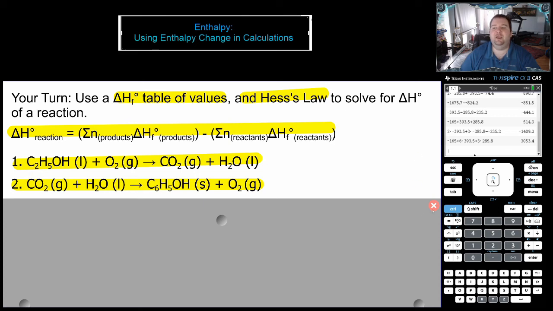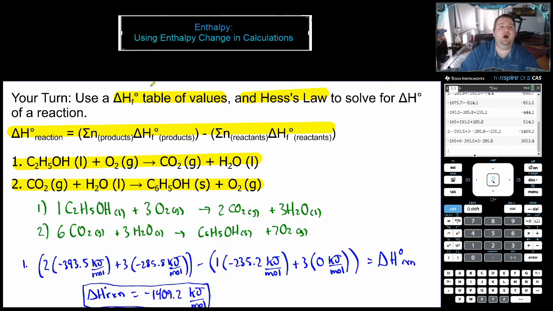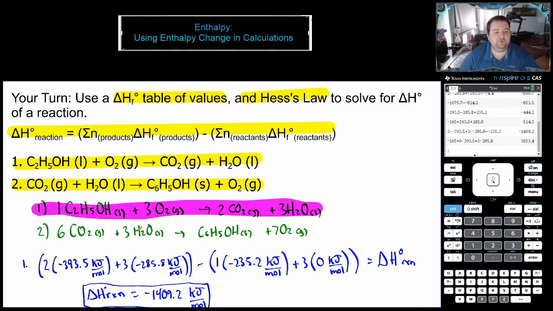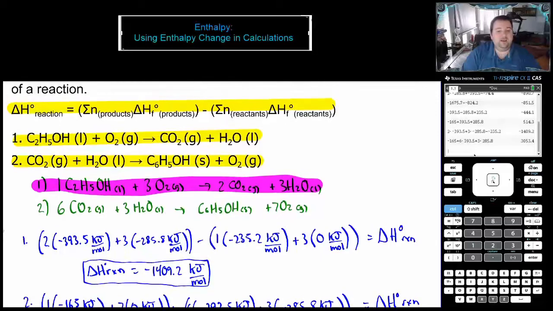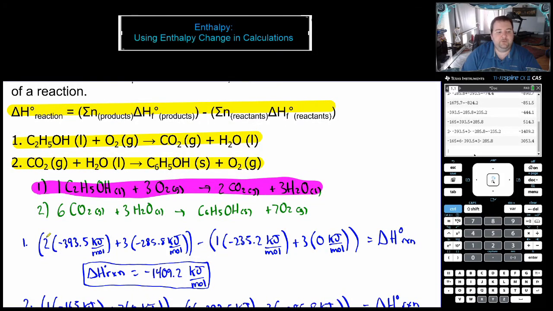I hope my hint panned out for you. Let's take a look at the solutions. So, the first thing that you should have done is balance them. And so you would have made the first equation with the leading coefficients 1, 3, 2, and 3. That's important, okay? Because when you set them up in here, you're going to need those values here.